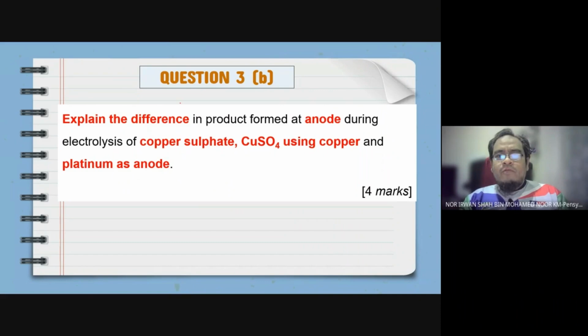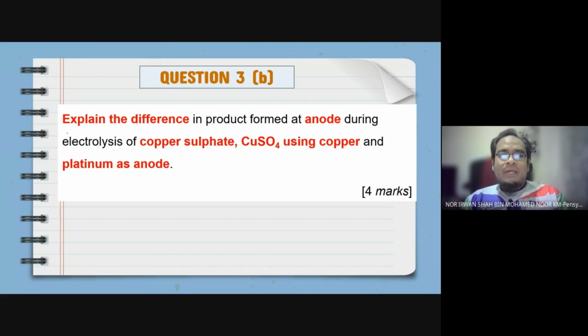Alright. Okay guys, so let's move on to question number 3B. So kalau tadi dalam 3A, apa yang kita bincangkan adalah berkaitan dengan galvanic cell. Okay, kali ni untuk 3B, it's all about electrolysis. Kali ni berkait dengan electrolysis, ataupun electrolytic cell lah. To be exact, kita ada electrolytic cell. Alright guys, let's look at the question. Apa soalan dia? Explain the difference.